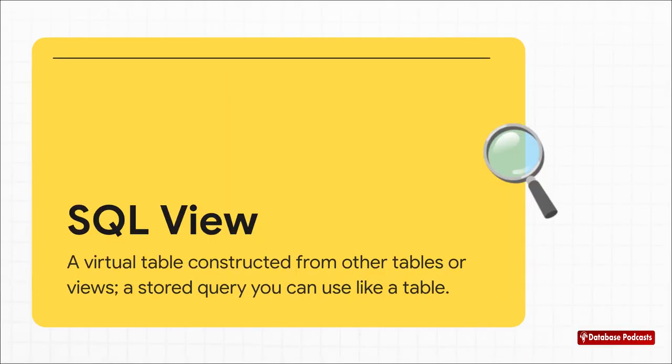So, what exactly is a view? Well, to put it simply, it's a virtual table. And that word virtual is the most important part. It's not a physical table that actually stores any data on its own. Instead, a view is just a saved query that you've given a name to. And here's the cool part. You can interact with it just like any other table.